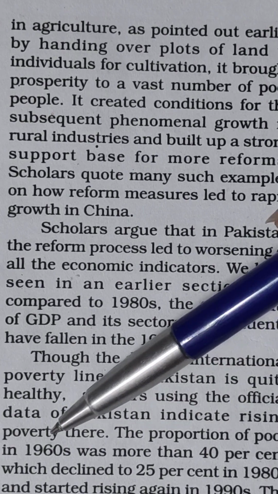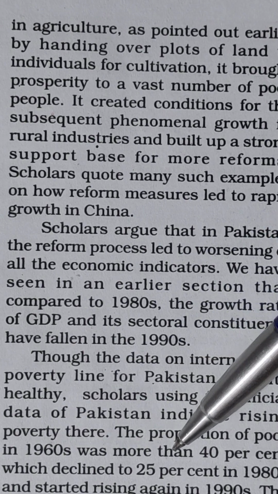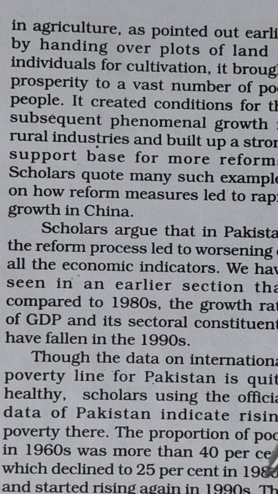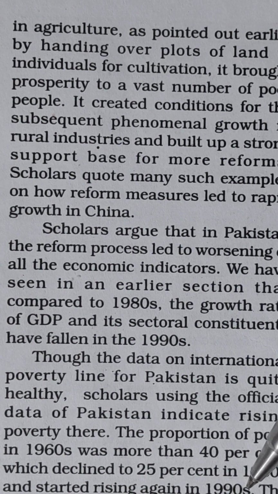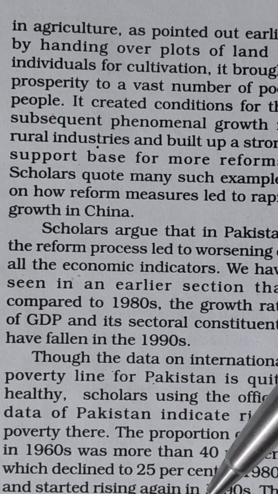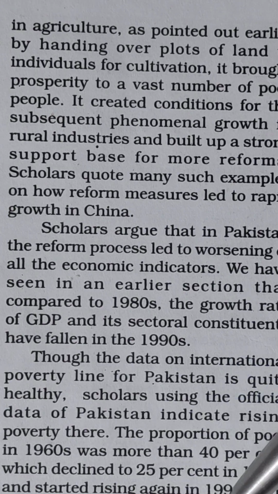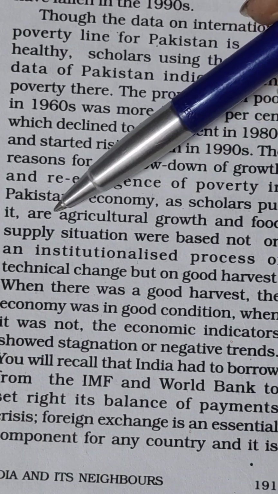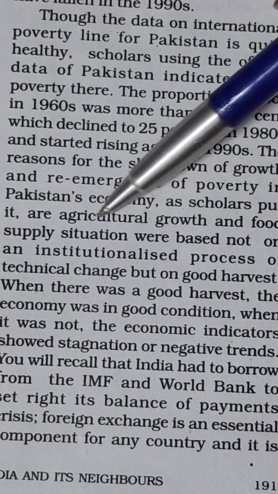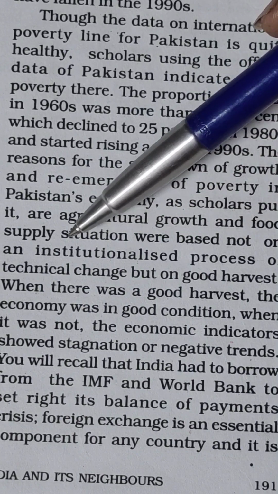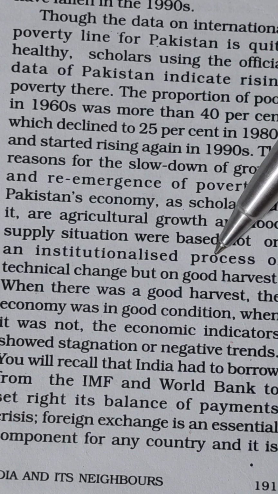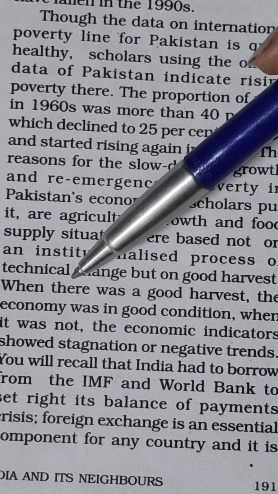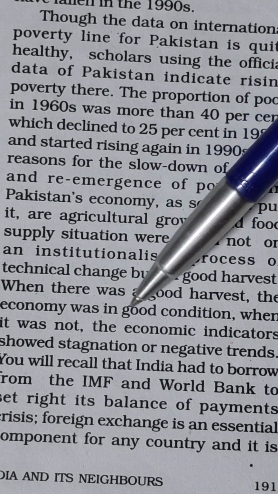The proportion of poor in the 1960s was more than 40%, which declined to 25% in the 1980s and started rising again in the 1990s. The reason for the slowdown of growth and re-emergence of poverty in Pakistan's economy, as scholars put it, is that agricultural growth and food supply were based not on an institutionalized process of technical change, but on good harvest. When there was a good harvest, the economy was in good condition.